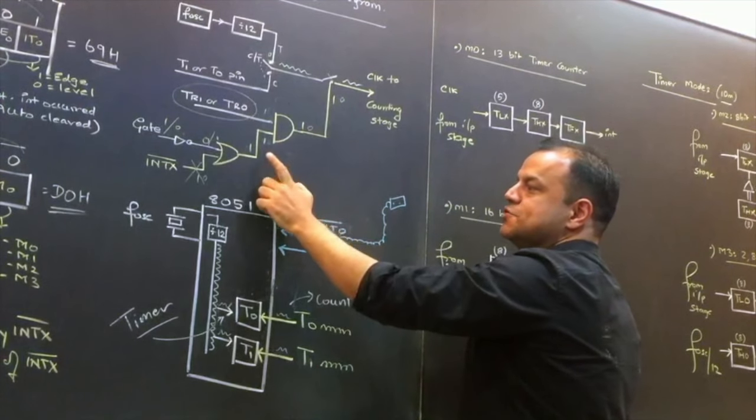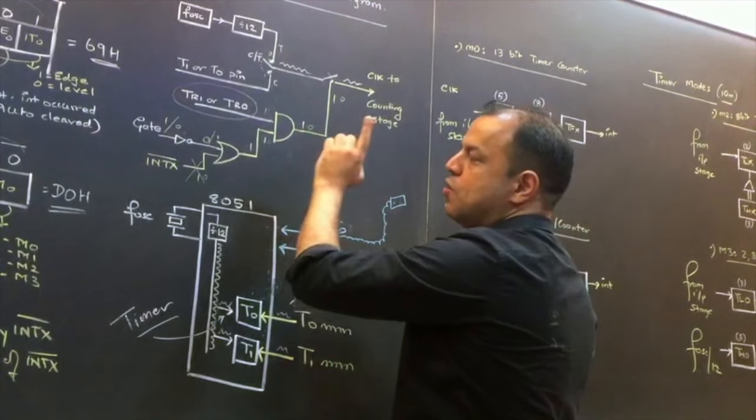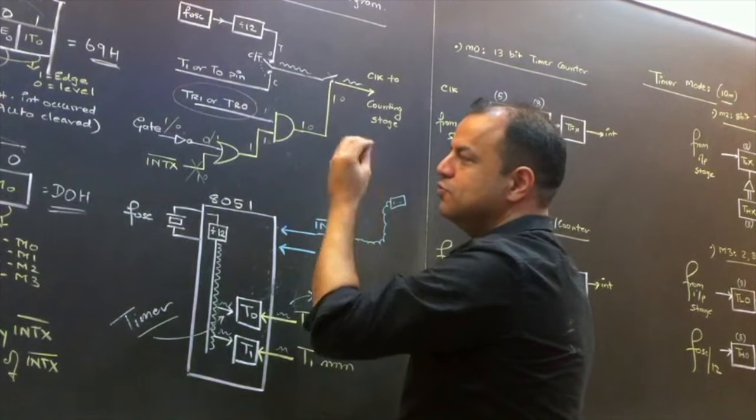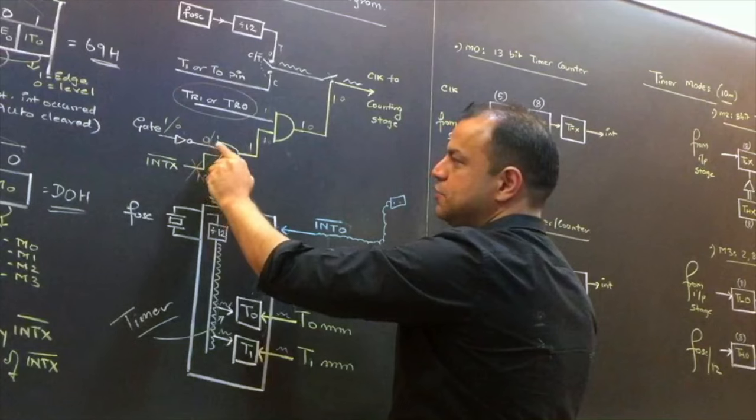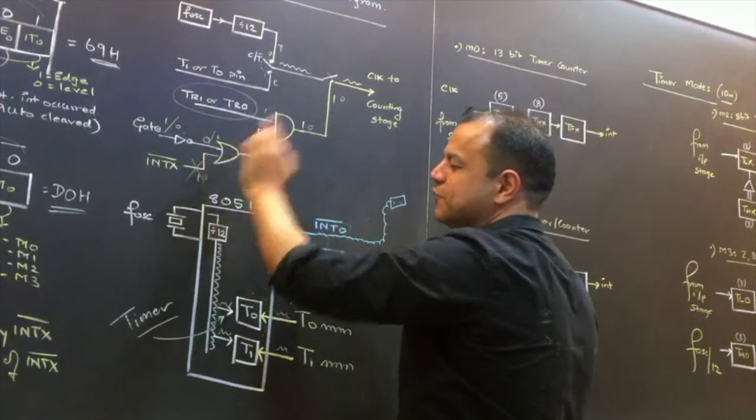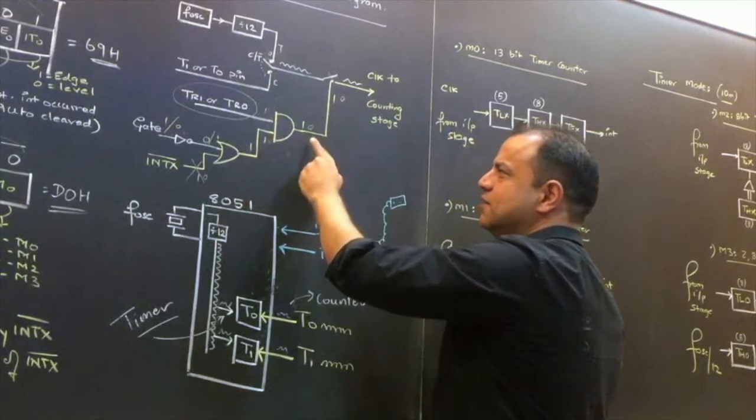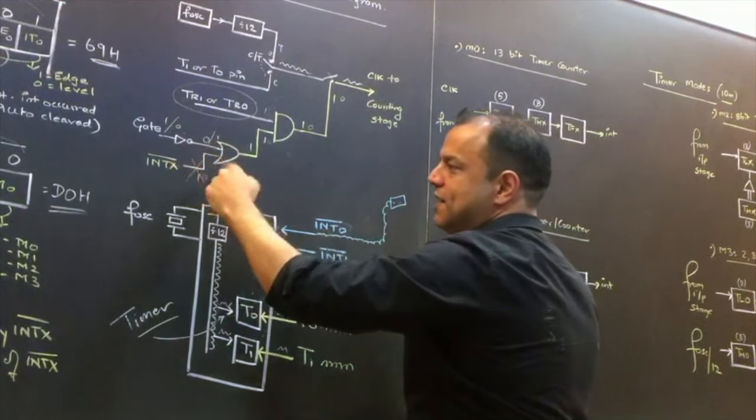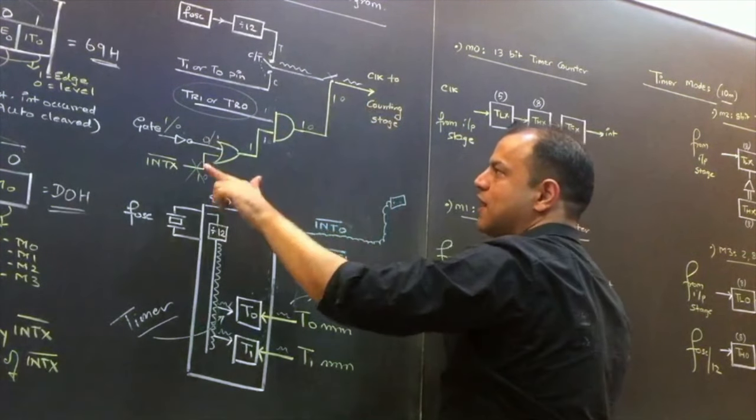Second condition, this line should be 1. It comes from an OR gate. An OR gate gives a 1 only when something is 1. If you keep gate 1, after the inverter you get a 0. Now everything depends upon INTX. Only if INTX is 1, this will be 1, this will be 1, counting will happen. If INTX is 0, this will be 0, this will be 0, counting will stop. That means you have got hardware control.